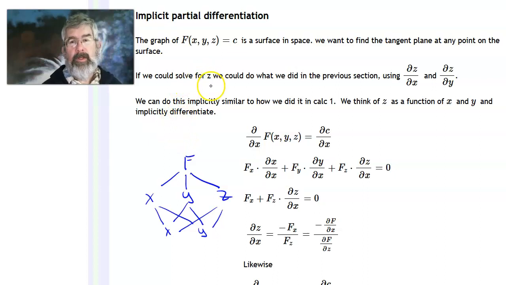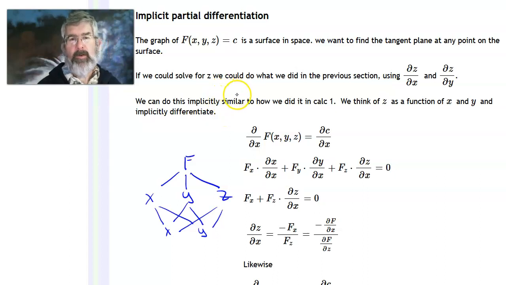If we could solve for z, then we could just do what we did before to find partial derivatives. But what I'm going to do now is think of z as a function of x and y and just take the partial derivatives of both sides of the equation. Take the partial with respect to x, then come back again, take the partial with respect to y, and see if I can get the partial of z with respect to x and then y out of this.